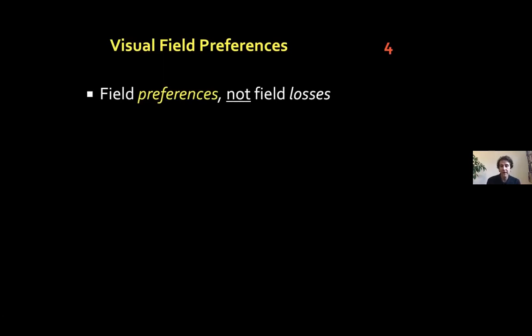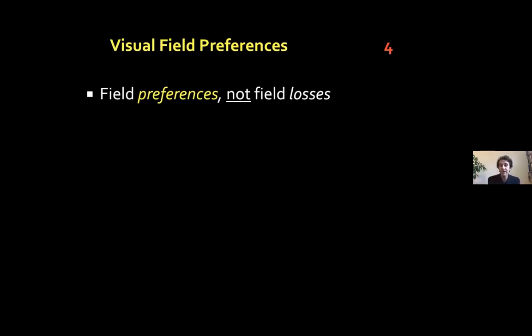Just going to keep moving forward, and again, feel free to ask questions if they come up. Visual field preferences is the next characteristic. Students with CVI tend to have field preferences, and I want to clarify, these are not field losses. A child with an ocular visual impairment, like a retinal detachment or blindness in one eye, could have a field loss where there's no information in that field.